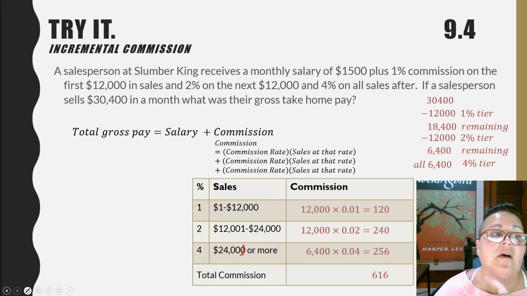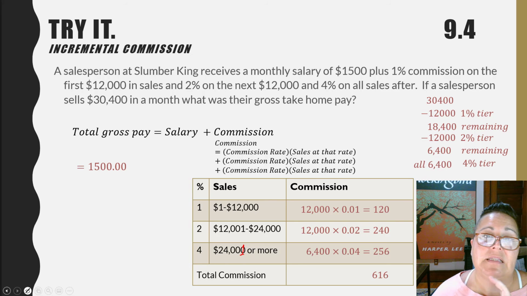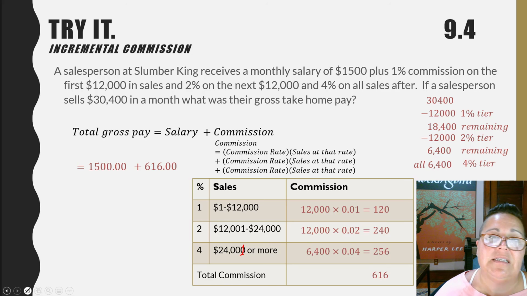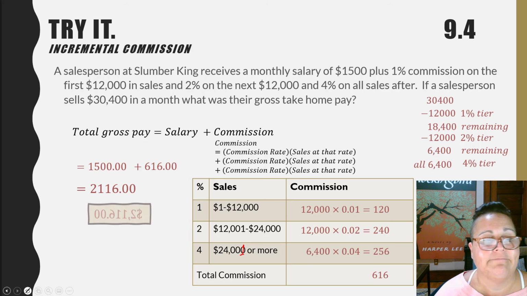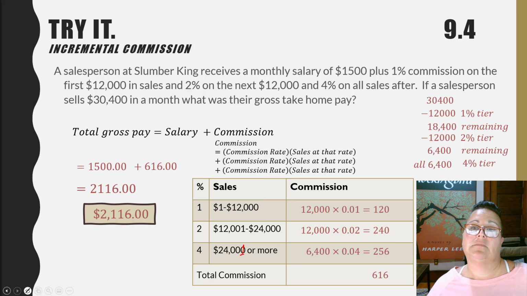$616. Gross pay is the salary of $1,500 for the month, plus the $616 in commission, or $2,116. Ta-da!